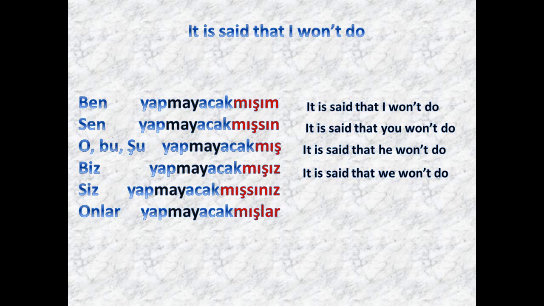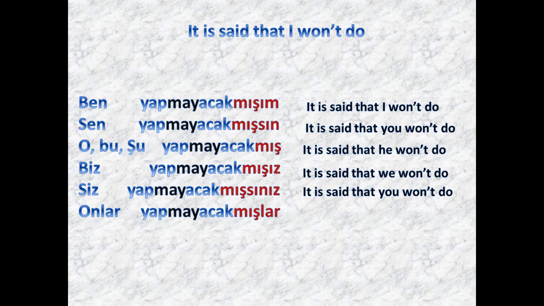Siz yapmayacakmışsınız. How many suffixes? Let's count. Sınız, 1. Mış, 2. Acak, 3. Ma, 4. Yap is the root. Yeah. It has 5 parts. Okay. Siz yapmayacakmışsınız means it is said that you won't do. Somebody else is going to do. Okay.